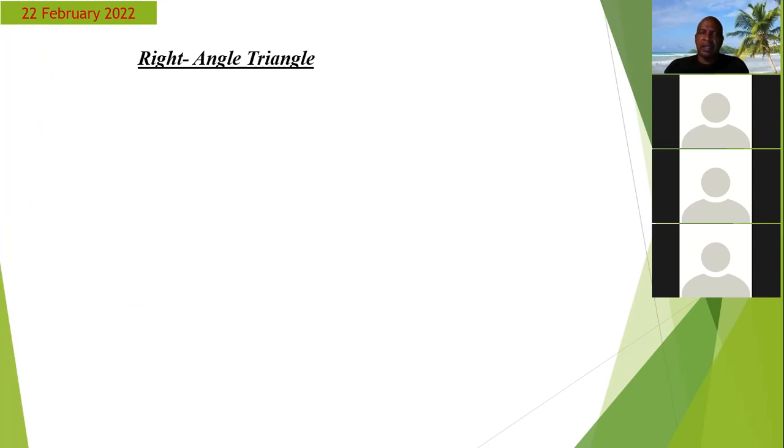Now, we know that there are different types of triangles, and one such triangle that we are familiar with is a right angle triangle. So let me ask members of the class to give me some properties of a right angle triangle. Anybody can volunteer. One angle is measured at 90 degrees, sir. All right, so there's always one angle measuring 90 degrees. What else can you tell me about right angle triangle? Anybody?